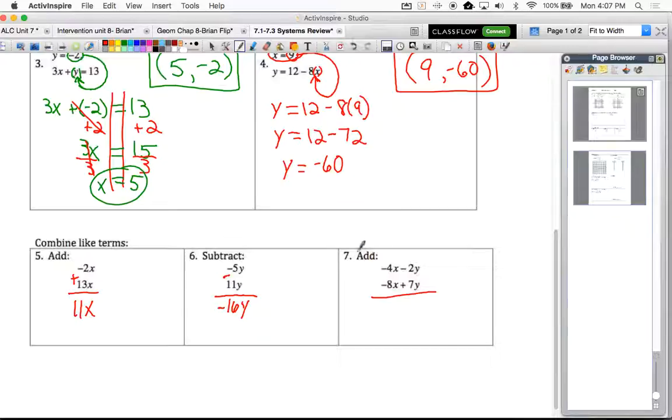On this one, it says to add, so we're going to put an addition sign in both of those spots there, combining our like terms here vertically. -4x plus -8x would be -12x, and -2y plus 7y is going to be a positive 5y.